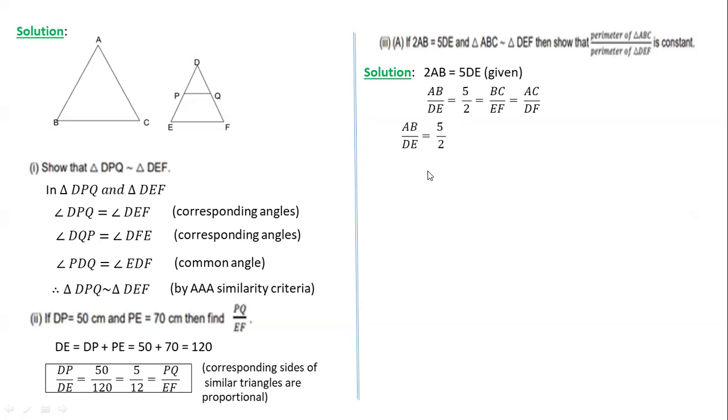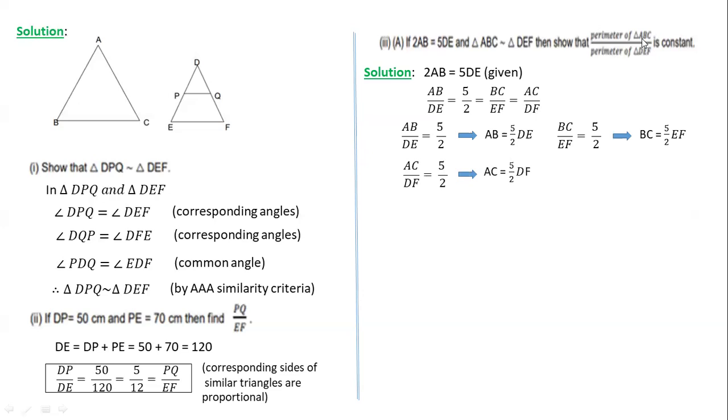Now let us take only this part. AB upon DE is equal to 5 by 2. Take DE this side. So what does it imply? AB is equal to 5 by 2 DE. Now let us take these two ratios. BC upon EF is 5 by 2. This will imply BC is equal to 5 by 2 EF. Now take AC upon DF, which is 5 by 2. So AC will be 5 by 2 DF.